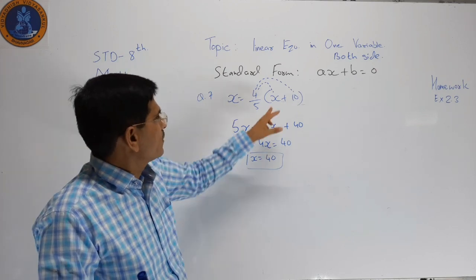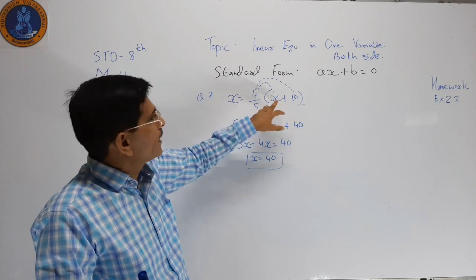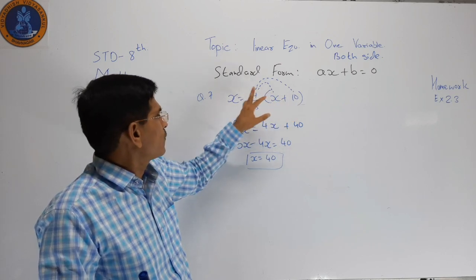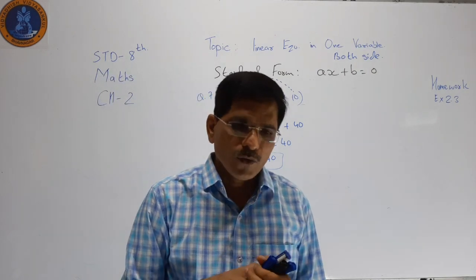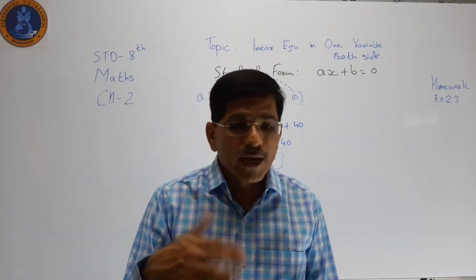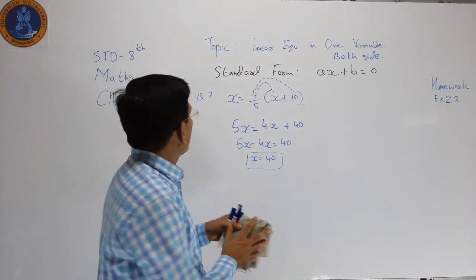Now we will check, we'll put the value 40 here. So 40 plus 10, that is 50. 10 fives are 50, so 10 into 4 is 40. So here it is 40. So our answer is correct. Now some LCM type sums, that also we have to do.